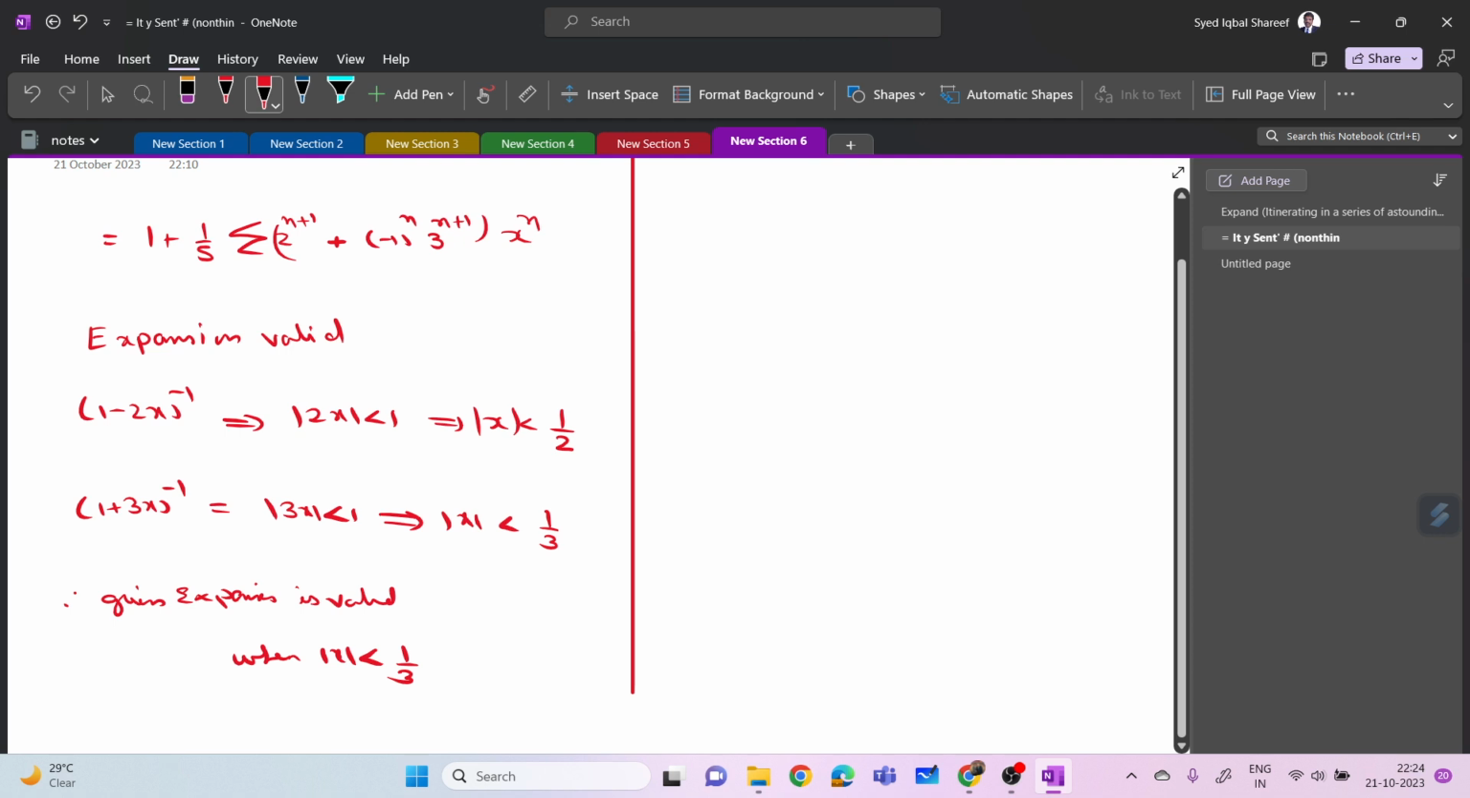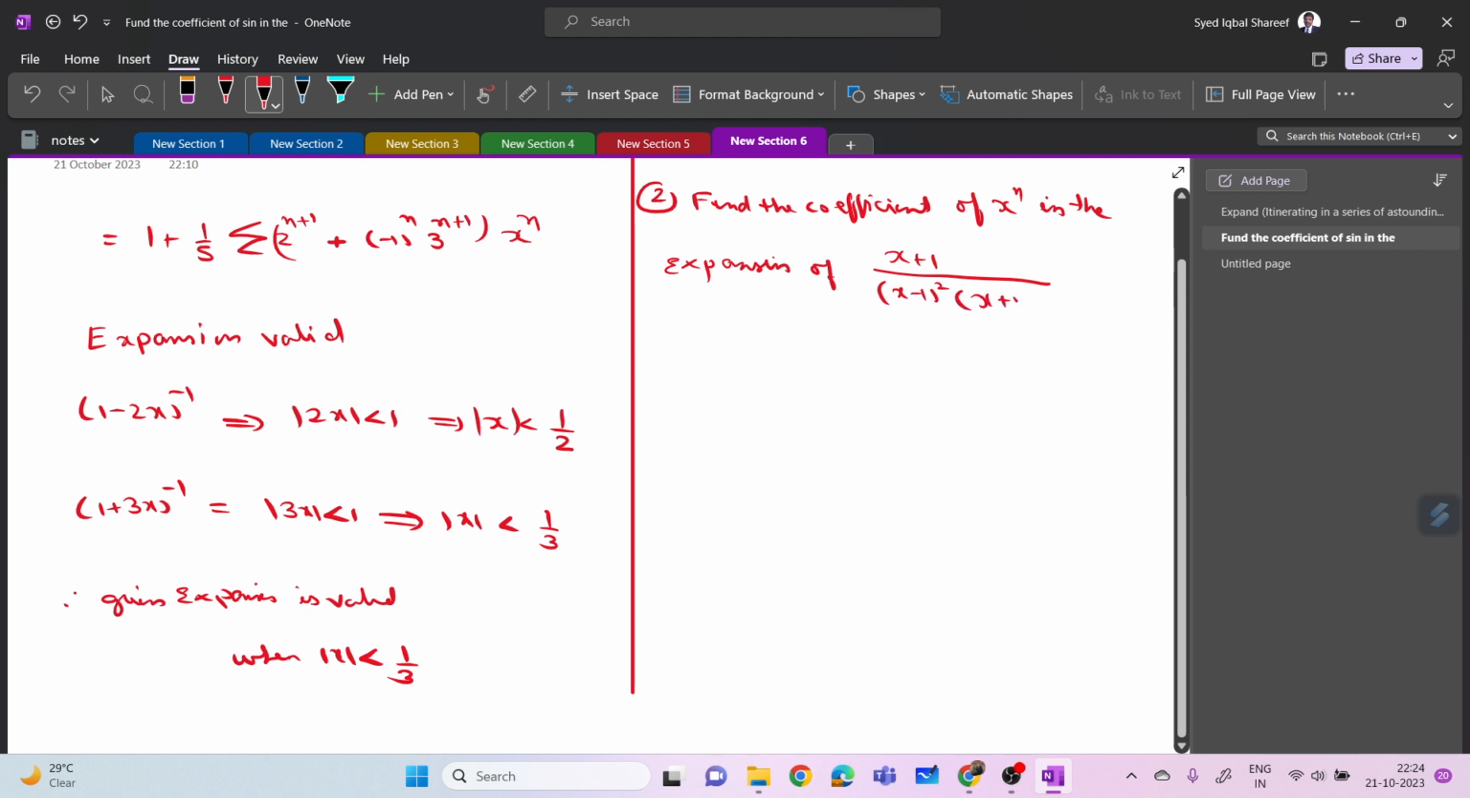That's it. Next, second problem, one more problem I want to do. Find the coefficient of x to the power of n in the expansion of x plus 1 by x minus 1 whole square into x plus 3. So first we have to resolve this into partial fractions. Then we can find the coefficient of x to the power of n.